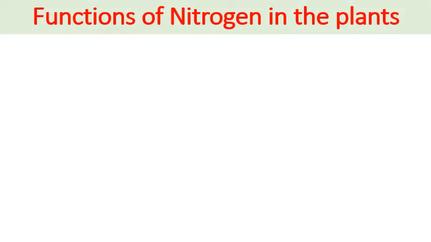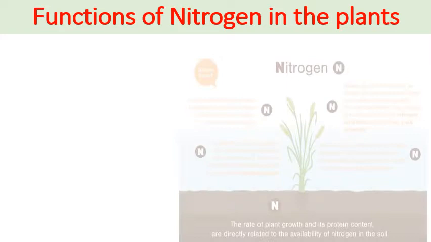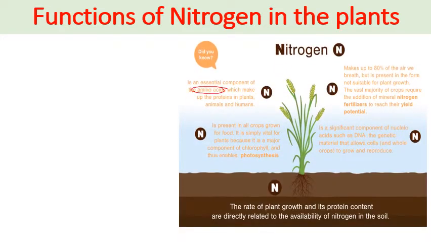Next comes functions of nitrogen. Nitrogen plays an important role in the formation of amino acids, which are the building blocks of proteins in plants, animals and humans also. So nitrogen has an important role in making protein. Nitrogen is present in all the food crops that we grow, and it is a vital component for plants because it is a major component of chlorophyll. Chlorophyll helps in photosynthesis, by which the plant synthesizes its food by converting light energy into the chemical form of energy.